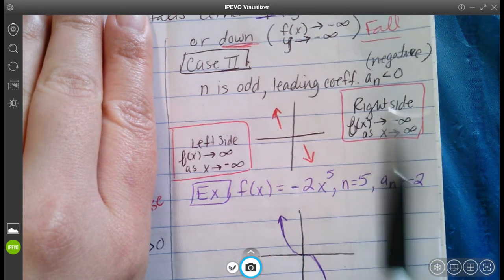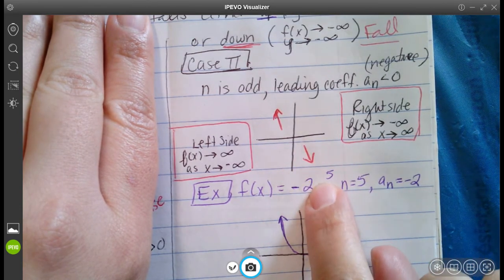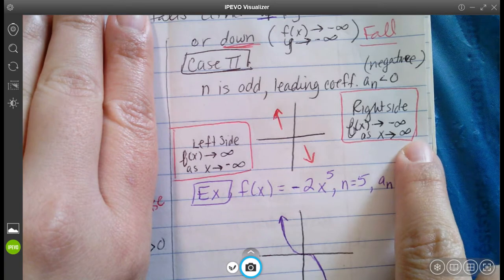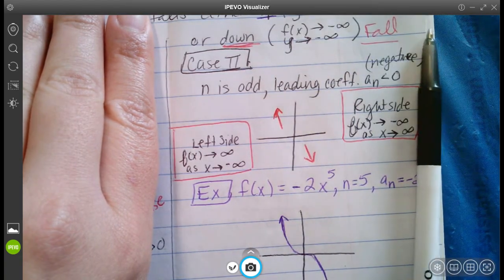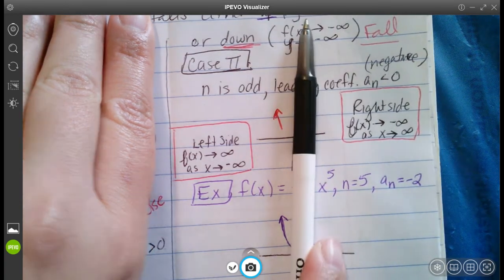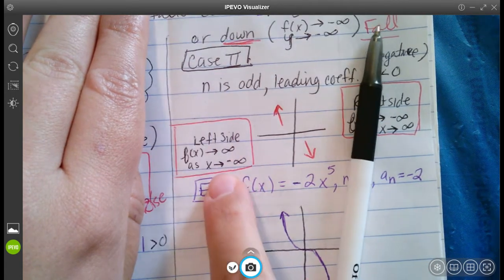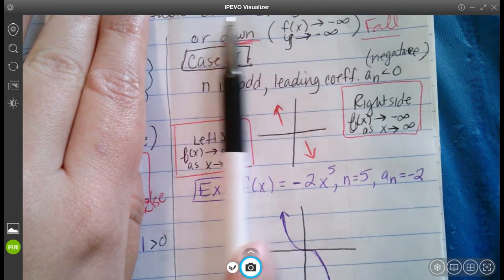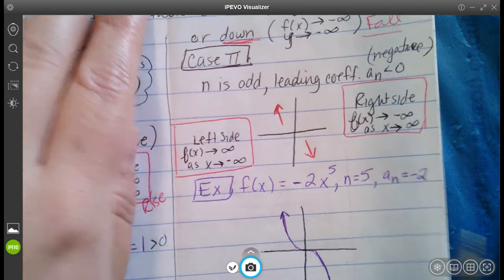The right side is now going to negative infinity, so it's falling, as x is going to infinity. So as we move this way to the positive side of x, the y is going down. On the left side, as we move to the negative side of x, so that's what this means, as x goes to negative infinity, the graph is going up. Okay, it is rising.